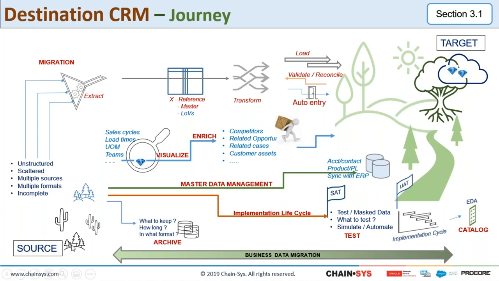And the last part is archiving the data. This is not very crucial for CRM. In managing this, you have master data management, you have migration aspects, testing, cataloging, visualizing, and enriching. If you do all these things together in a very integrated, nice manner, and give that much respect to their business data, the target system works very well, right? You feel very happy.